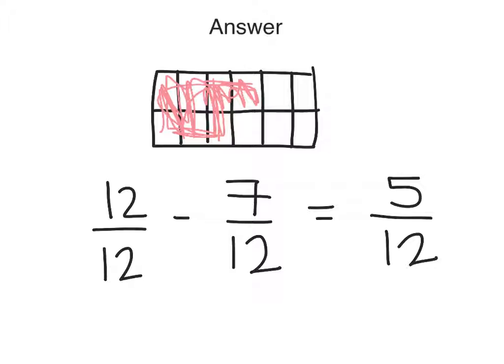Okay, and so then we count the pieces that we did not shade, the pieces that he did not give away. So that's 1, 2, 3, 4, 5. So he now has 5 out of the 12 pieces left. So that is your answer.